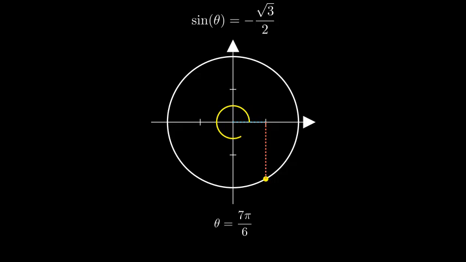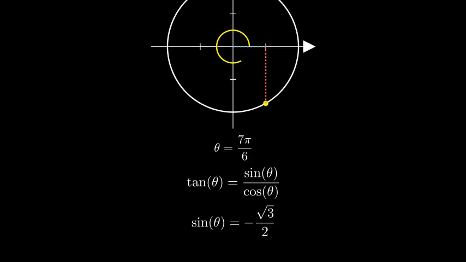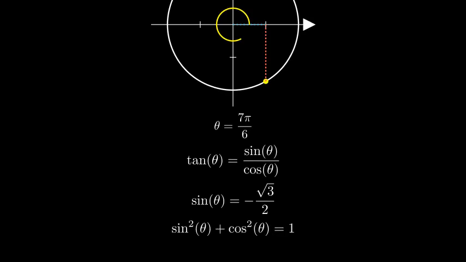Now that we know theta, we need to find tangent of theta. Recall that tangent is defined as sine over cosine. We already know sine of theta is negative root 3 over 2. To find cosine of theta, we can use the Pythagorean identity. Sine squared plus cosine squared equals 1.